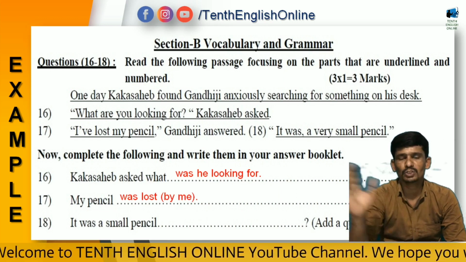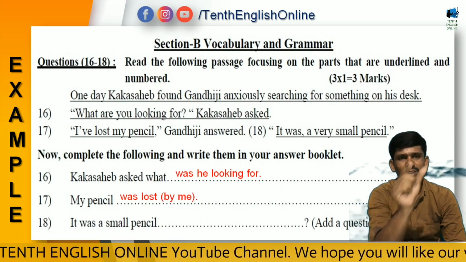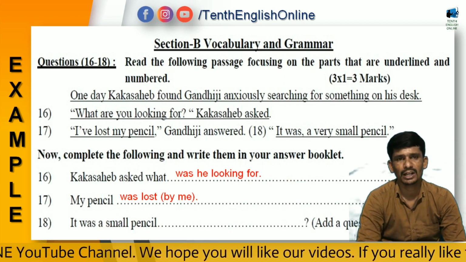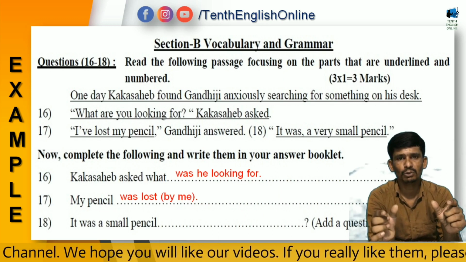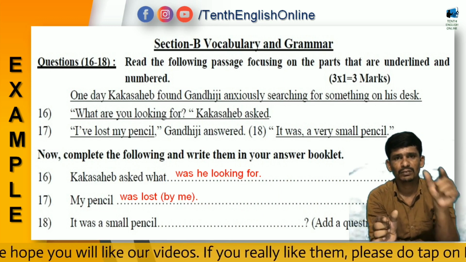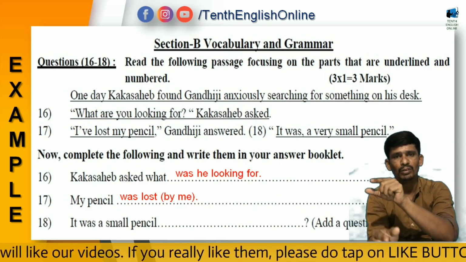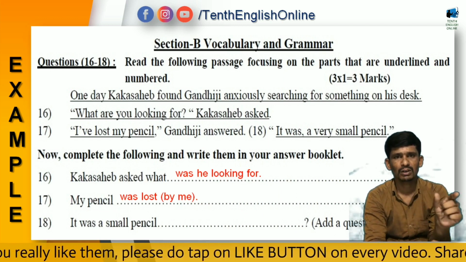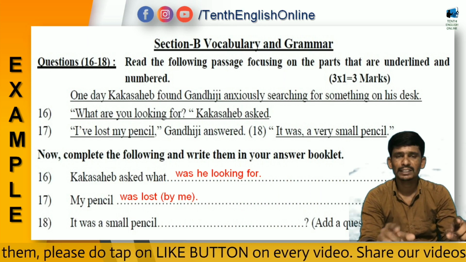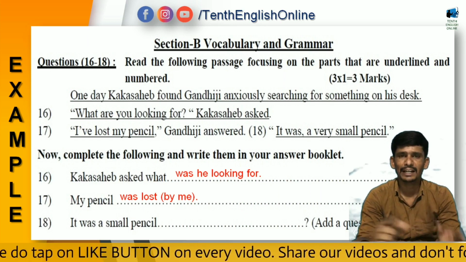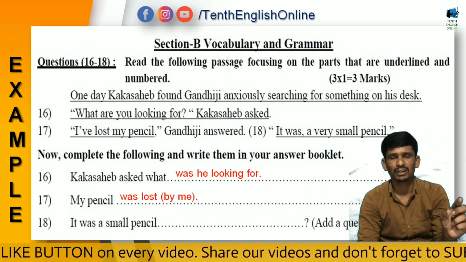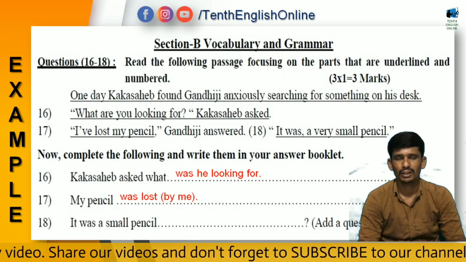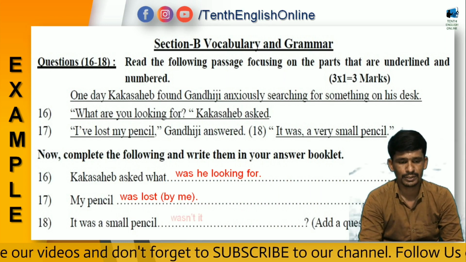The next one is: it was a small pencil. The subject is it, the helping verb is was. We have to write the question tag. First of all, you put the helping verb in the place of the subject and the subject in the place of the helping verb: was it. The sentence is positive, so we have to add a negative form. Was it not? Not comes in the middle, so wasn't it. The answer is wasn't it.